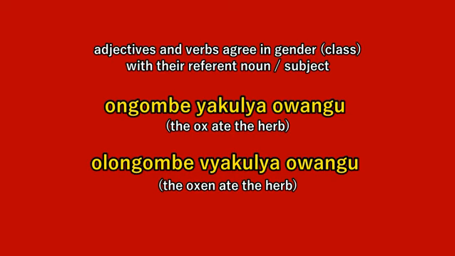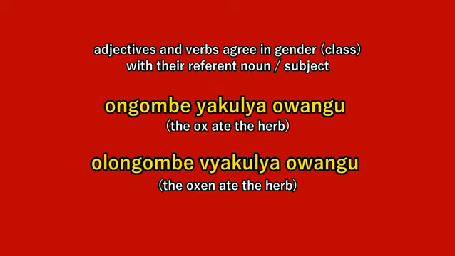What matters is that Ongombe becomes Olongombe, ox becomes oxen, and then the verb becomes Vyakulia, because the class 5 plural prefix is V, no longer E and V. So Yakulia becomes Vyakulia. Yakulia is it ate, and Vyakulia is they ate, as long as the subject is a 5th class noun.